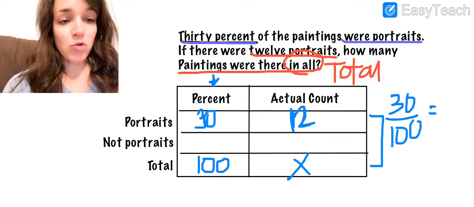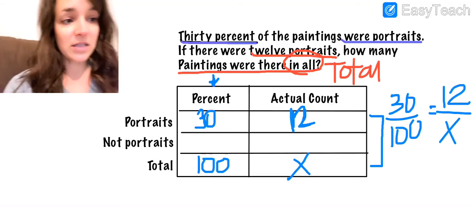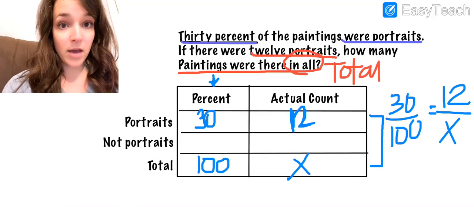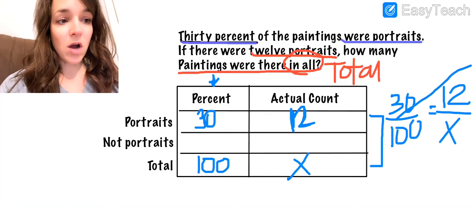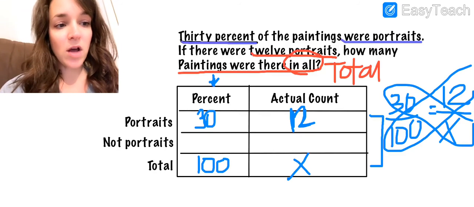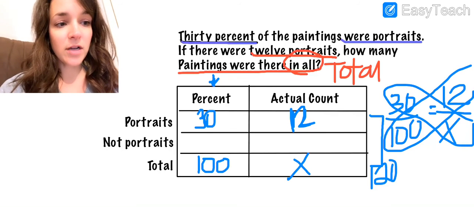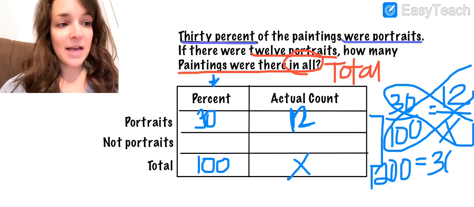In this one, we do not. So I'm not even going to fill it in because we're just going to set up our proportion here. Okay, so we literally just put everything in the order that it's in the table. And then to solve for x, we can cross multiply. So 100 times 12, that would give me 1200. And then 30 times x equals 30x.